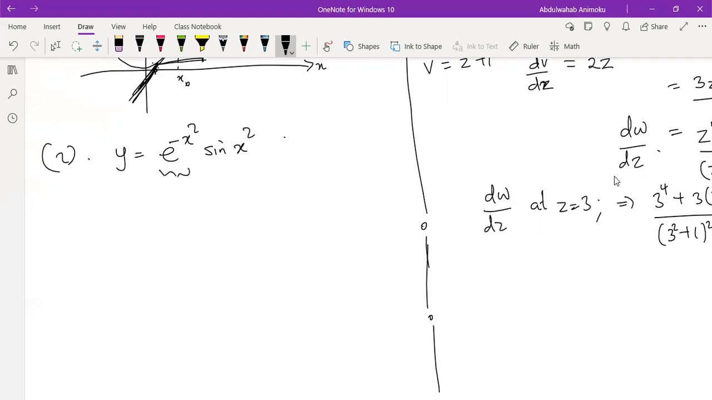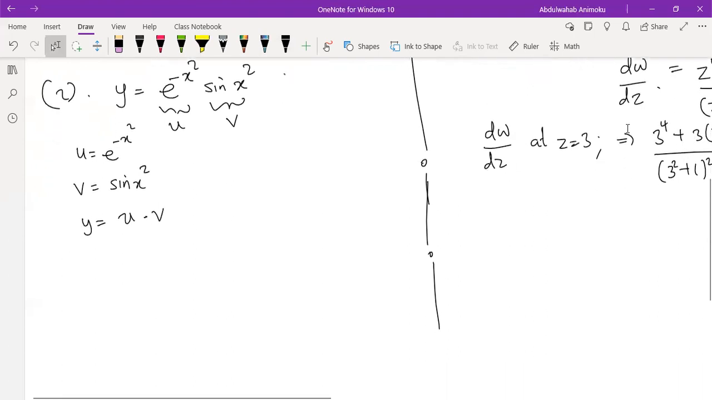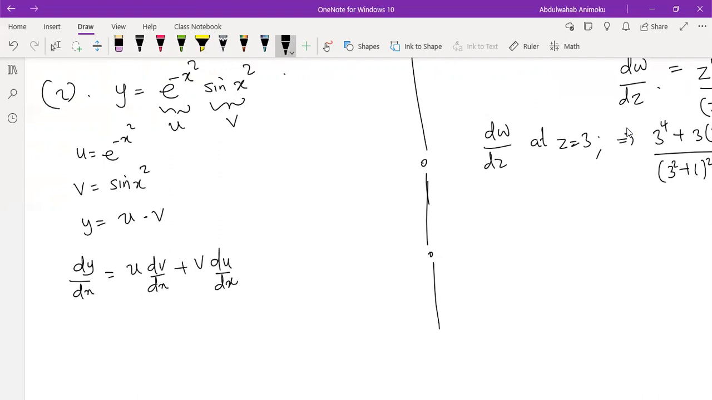So all we need to do is substitute a variable for the first function and another variable for the second function. So we let u be e raised to power minus x squared, and we let v be sine x squared. Now we know that y would be u times v. So it tells us that it is going to be product rule. And what is the product rule? Don't forget dy dx is u times dv dx plus v times du dx.